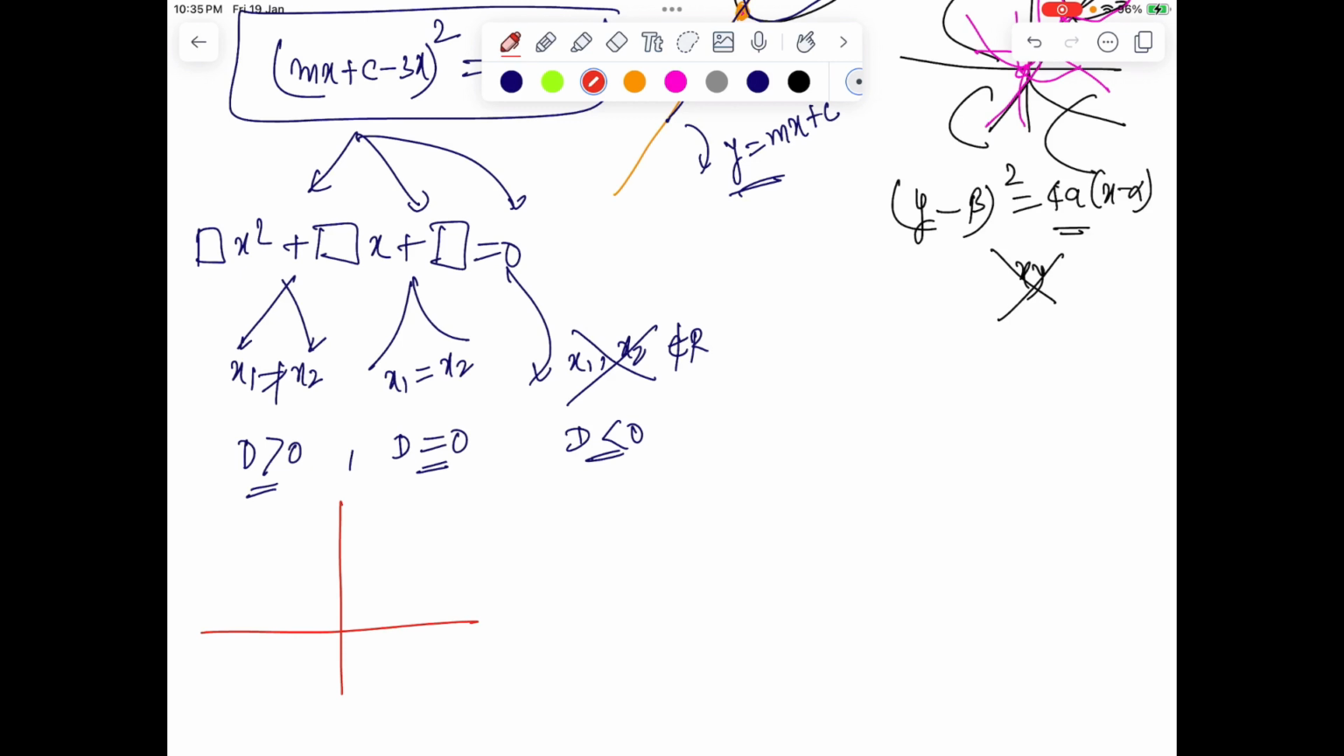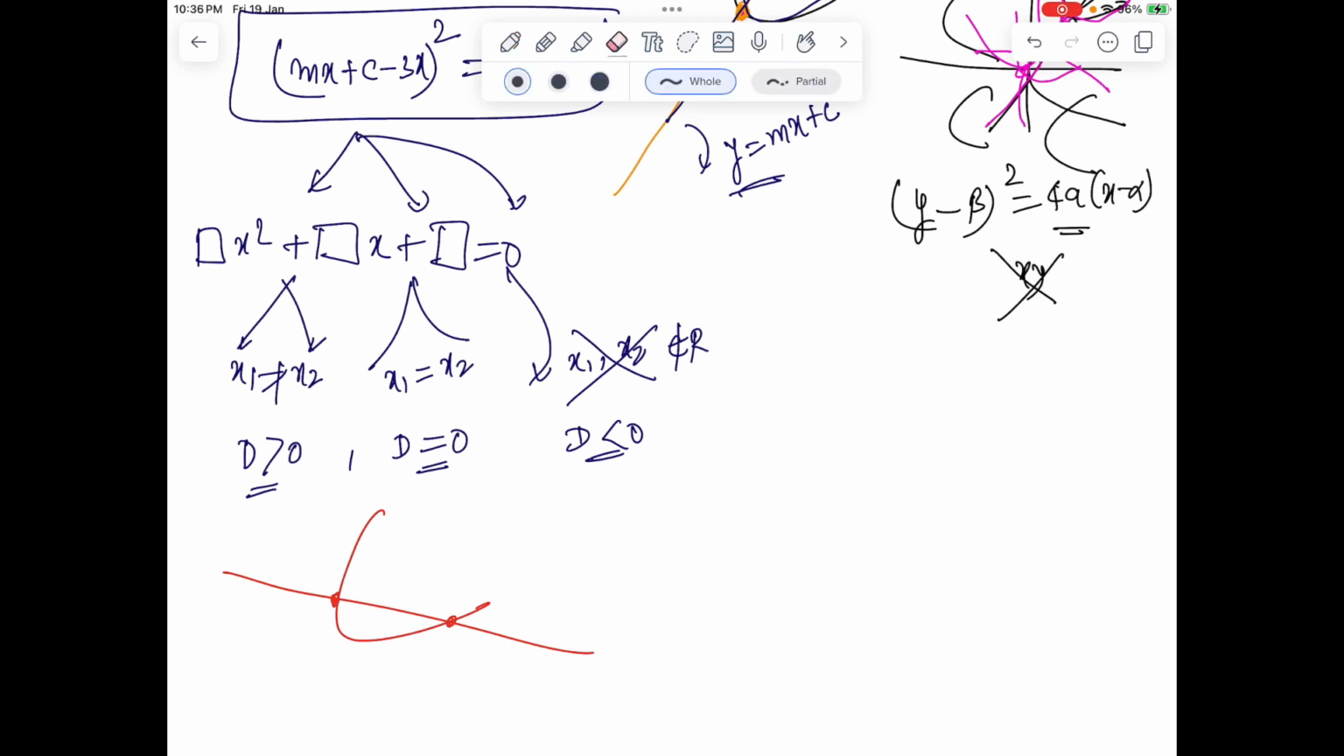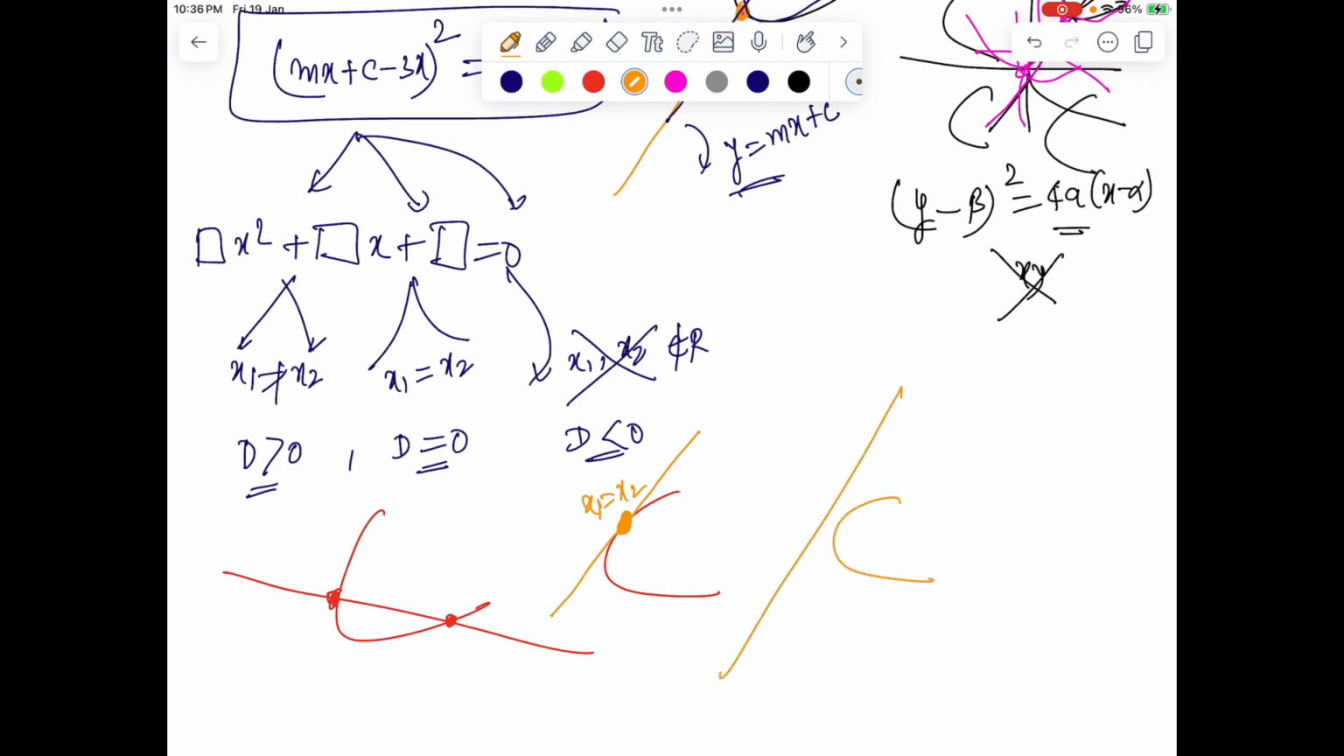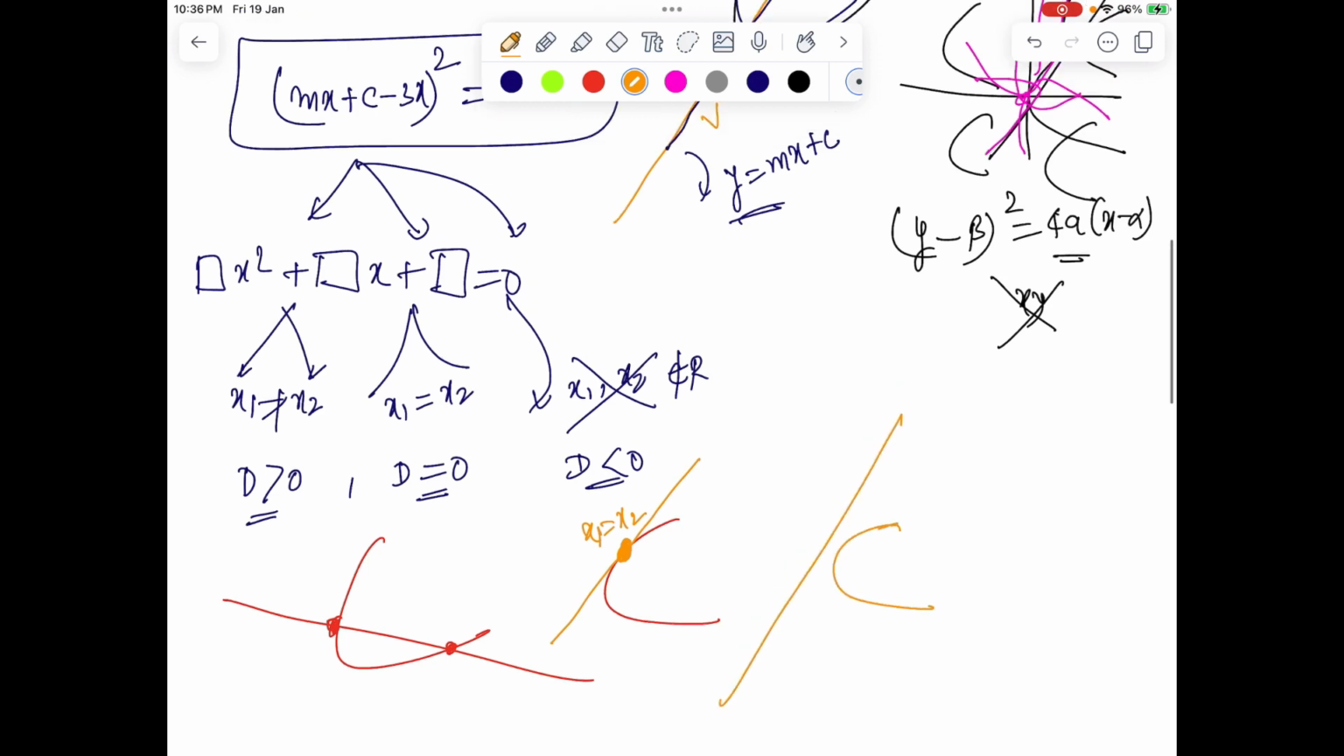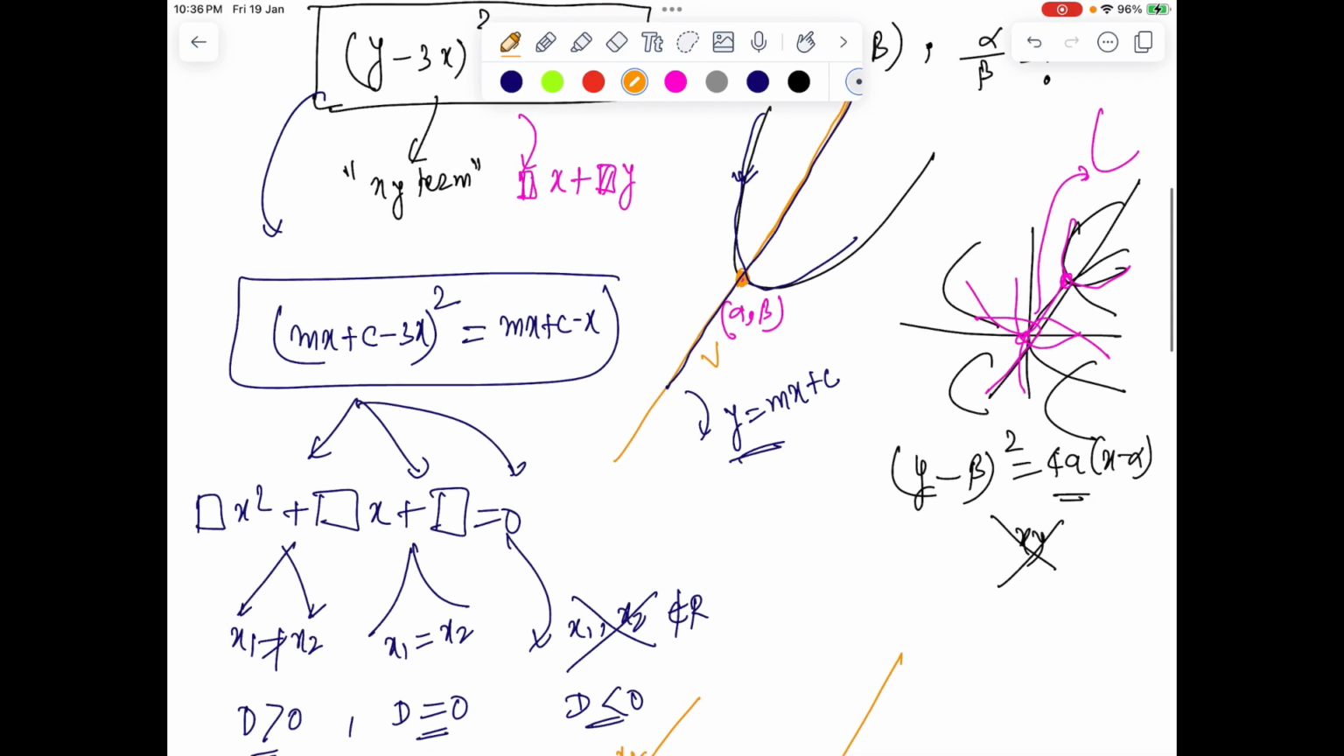In any case, if D is greater than 0, the situation that I'll get is the parabola being intersected by the line y equals mx plus c at two distinct points. For D equal to 0, we have a tangent because both roots have become the same, so we have exhausted both roots here as a point of tangency. Here x1 equals x2. The significance of D less than 0 is that the parabola is not intersecting the line.